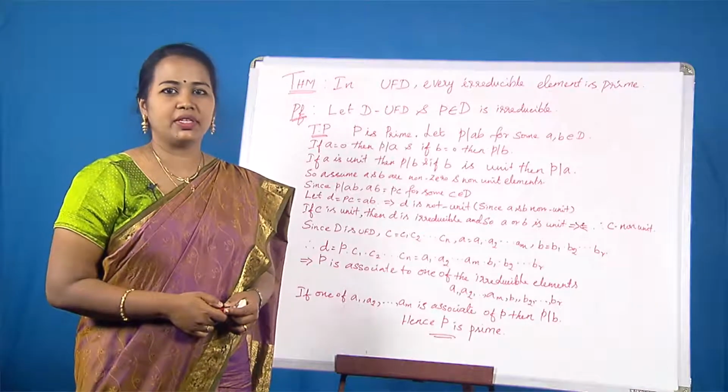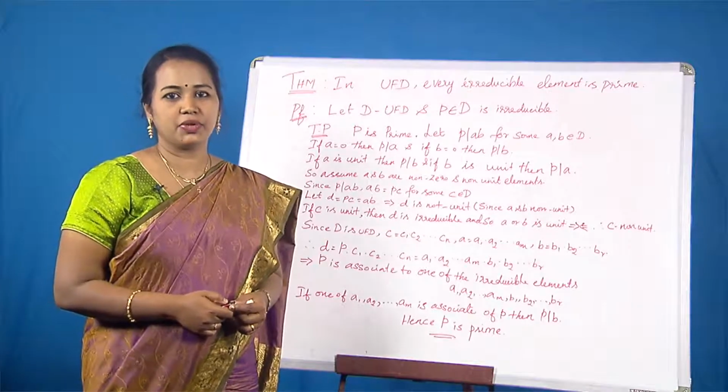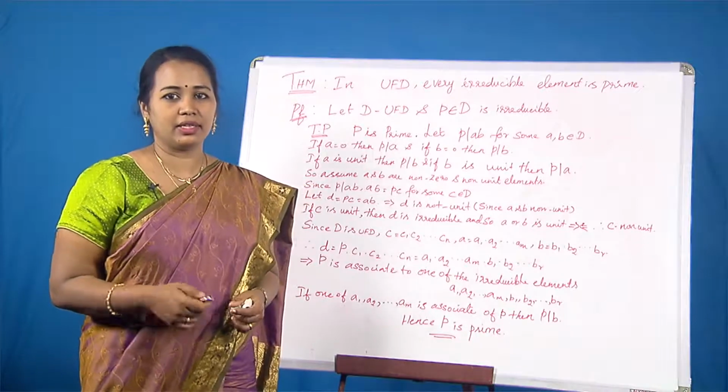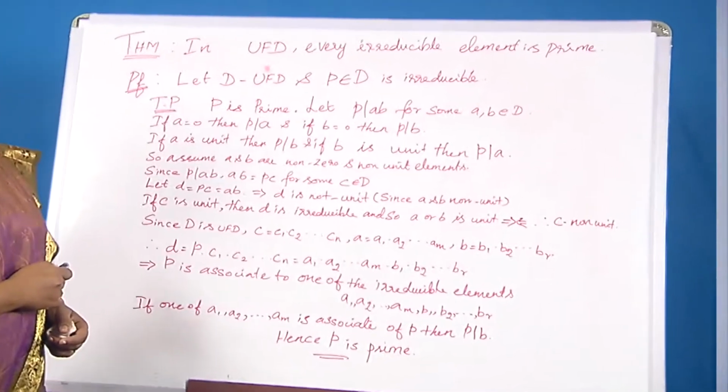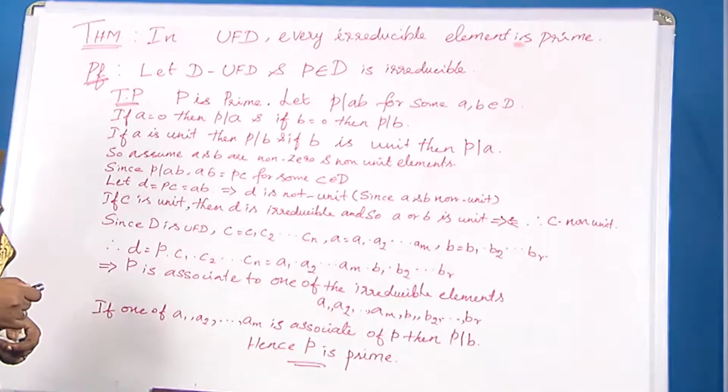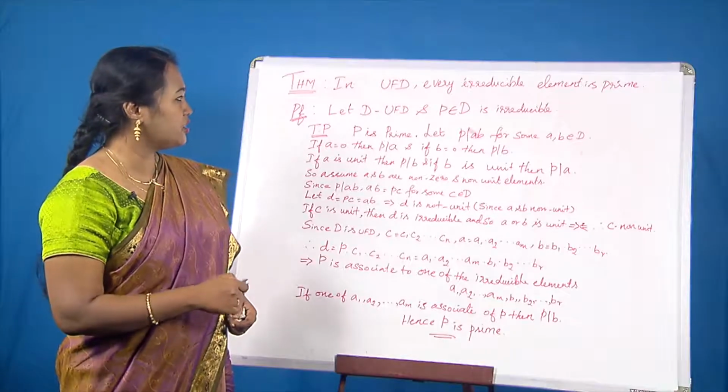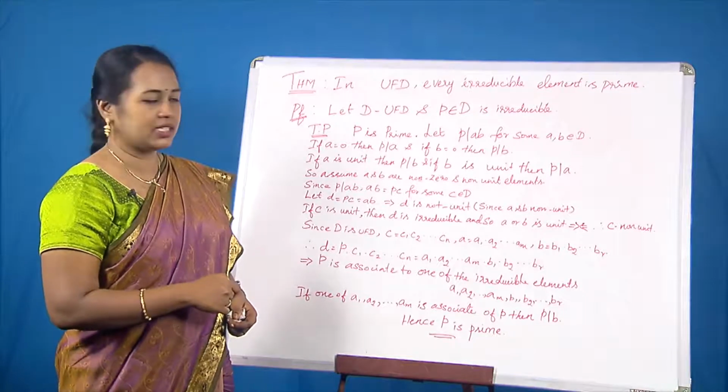In this theorem, we will discuss the relation between irreducibles and prime elements. The theorem is: in a unique factorization domain, every irreducible element is prime. So, we shall now do the proof. Let D be a unique factorization domain and let p belonging to D be an irreducible element. Now, our aim is to prove that this p is a prime element. So, in order to prove that it is prime, let us assume that p divides ab for some a, b belonging to D. So, let us consider the trivial cases first.